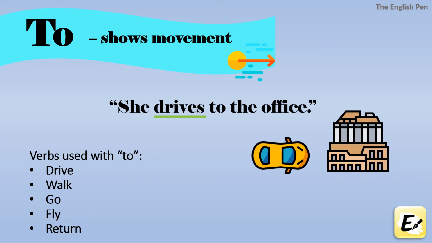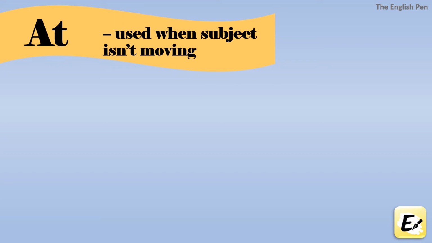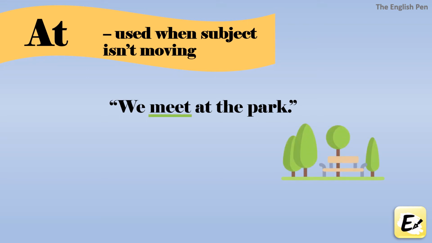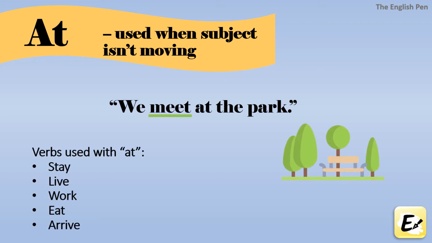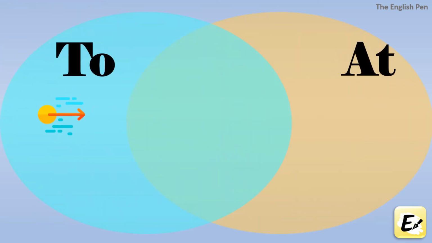How about at? At is used when the subject is not moving. They are staying in one place. For example, we meet at the park. Nothing is moving, we just meet at the park, a specific place. Other verbs that are used with at include stay, live, work, eat, and arrive. At is also used when the place is an address. In general, to shows movement in a sentence, while at does not.